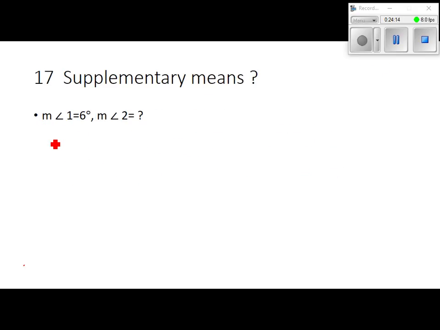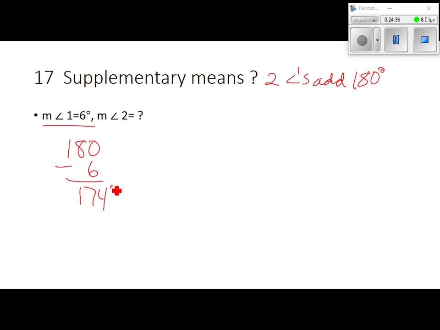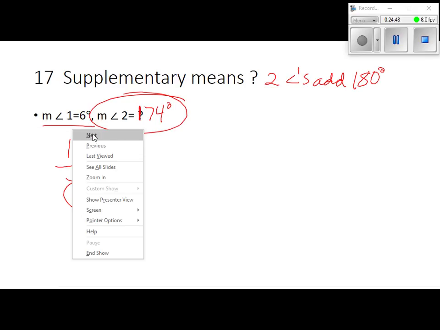Next one, supplementary. Instead of the two angles adding up to 90, this time if they're supplementary, the two angles add up to 180 degrees. If angle 1, where the truck ramp is 6 degrees, then to find the other one, we just take 180 minus the 6, and you end up with 174 degrees. So the other angle there is 174 degrees. Angle 2 is 174 degrees. That's your answer. Measure of angle 2 equals 174.